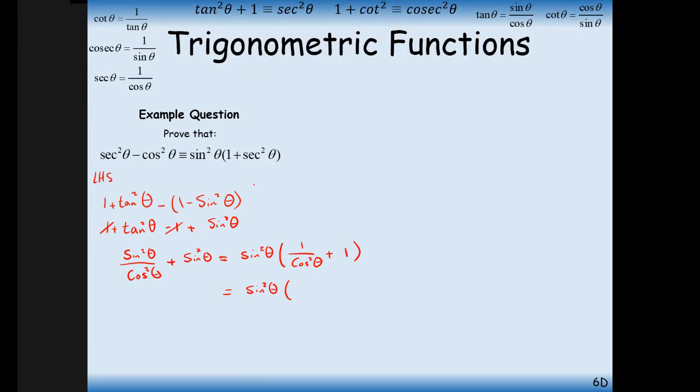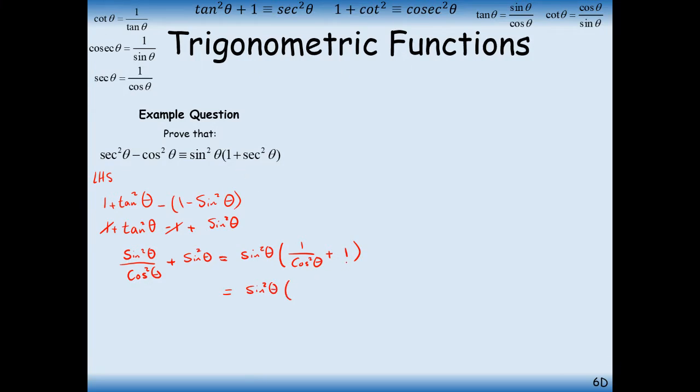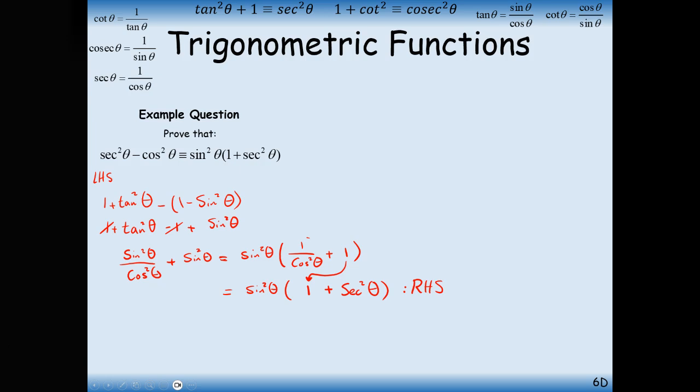And just to make sure the terms match with each other, I'm going to bring that 1 and write it first inside the bracket, and bring this 1 over cosine square and write it as sec square, so that it will exactly match up the right hand side of the expression we were given in the question. Right, so that solves this problem. I'll see you in the next example.